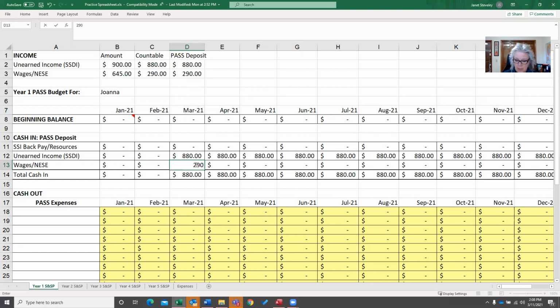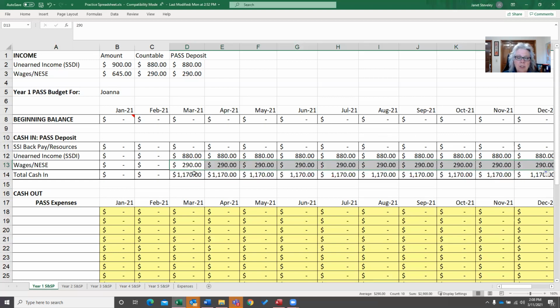So she's going to use it. She's going to put her $290 in each month here. And I'm going to drag that across as well. And you'll see now she has between her SSDI and her earned income, she's contributing $1,170 a month to her PASS. And that can add up pretty quickly.